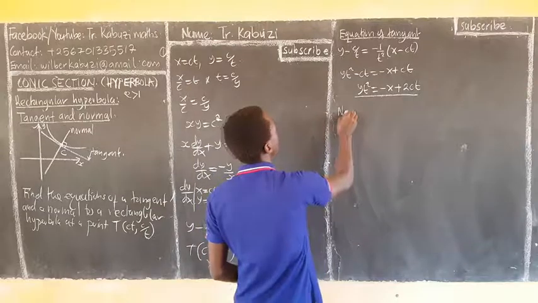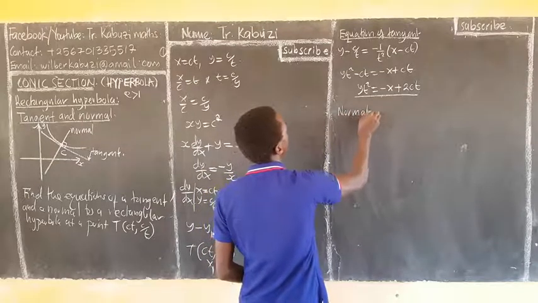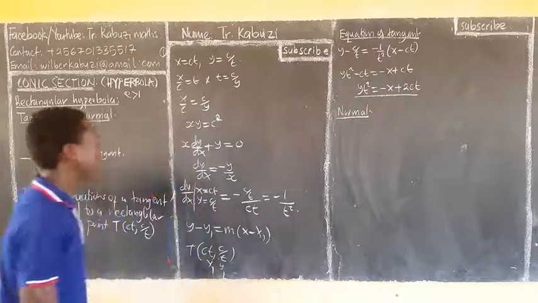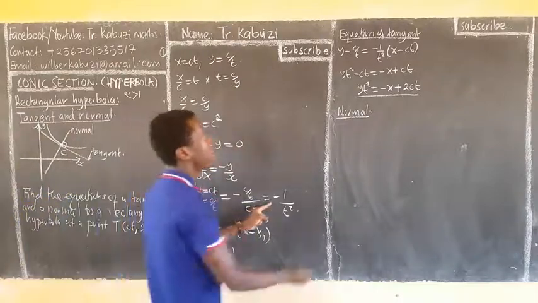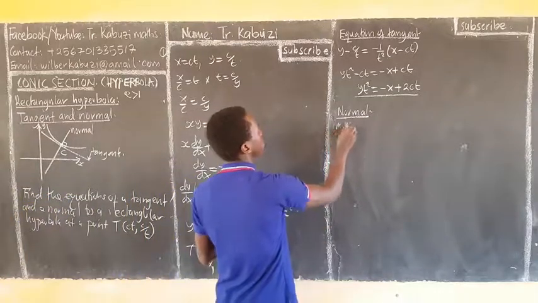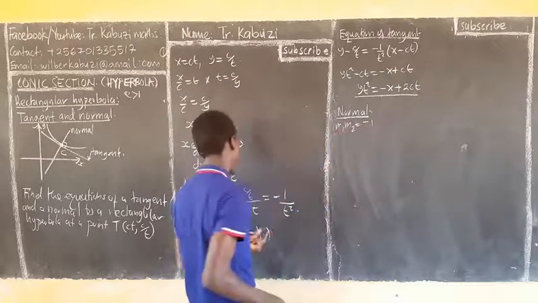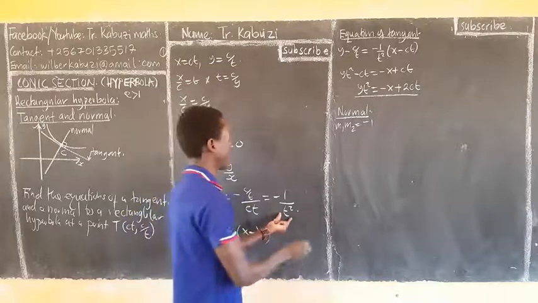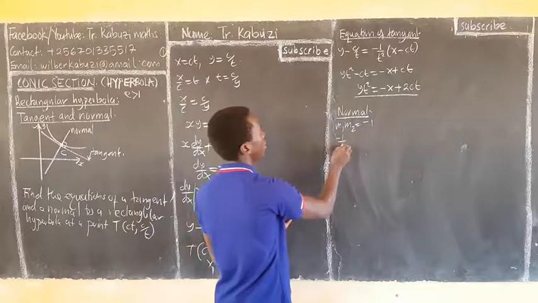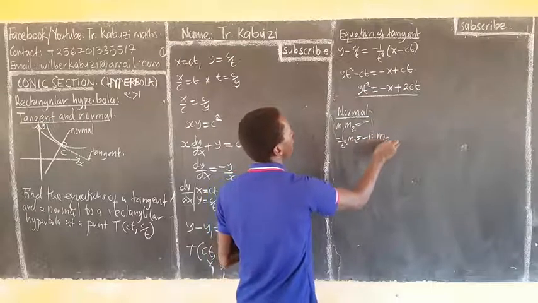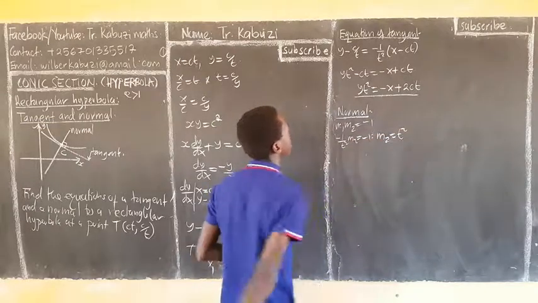When I come down to the equation of the normal, remember the gradient, we say the normal and tangent are perpendicular at this point. So m1 times m2 is negative 1, but m1 is already here for the tangent. So I have negative 1 over t squared times m2 equal to negative 1. From here, my m2 is t squared.